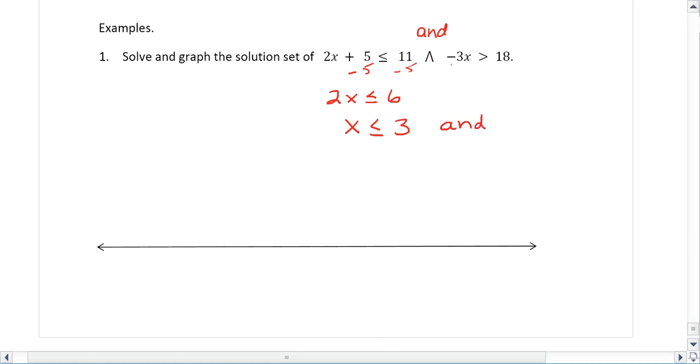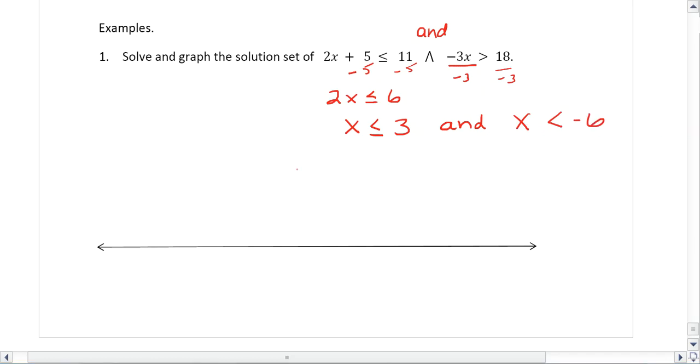That's the first part of my compound sentence here, and I'm going to keep the word and here. To solve this other part, we have to divide both sides by -3, and I hope you realize that when you divide by a negative, we need to flip this inequality. So we need to say and x is less than -6.